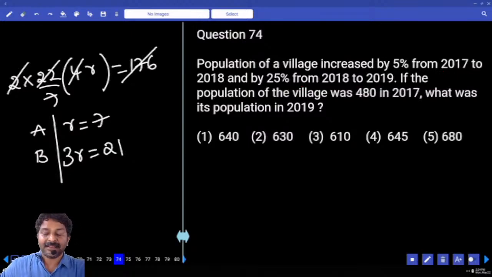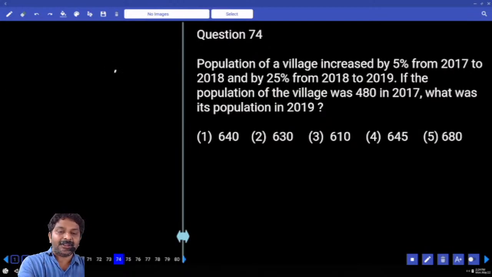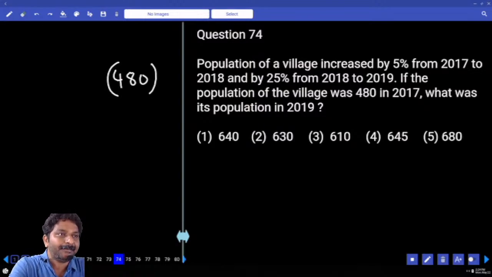Population of village A increased by 5% from 2017 to 2018 and by 25% from 2018 to 2019. If the population of village was 480 in 2017, what was its population in 2019? In 2017 already it is mentioned as 480, correct? I know it's a multiple of 3. Next year it increased by 5%, right?